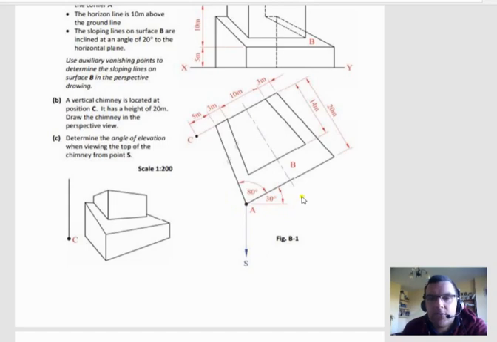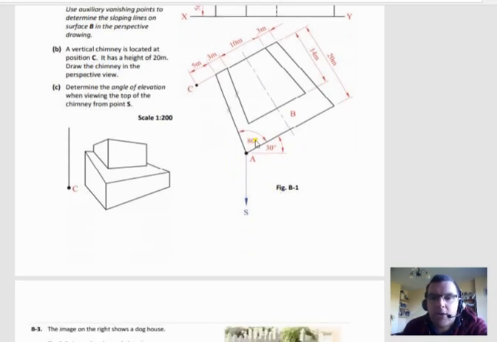Then the only difference in this case is our vanishing points this time. One vanishing point is parallel to this edge, then we have a vanishing point parallel to this edge here, and in this case we will have a third vanishing point parallel to this edge here and this edge here. It's important that you understand you have 3 vanishing points this time.